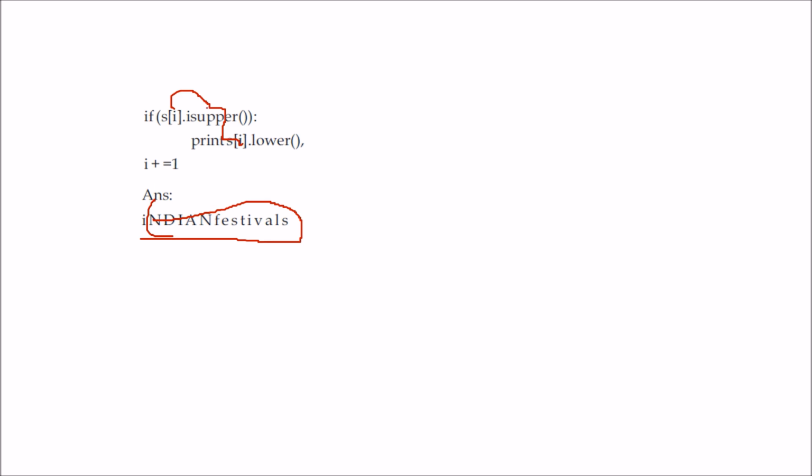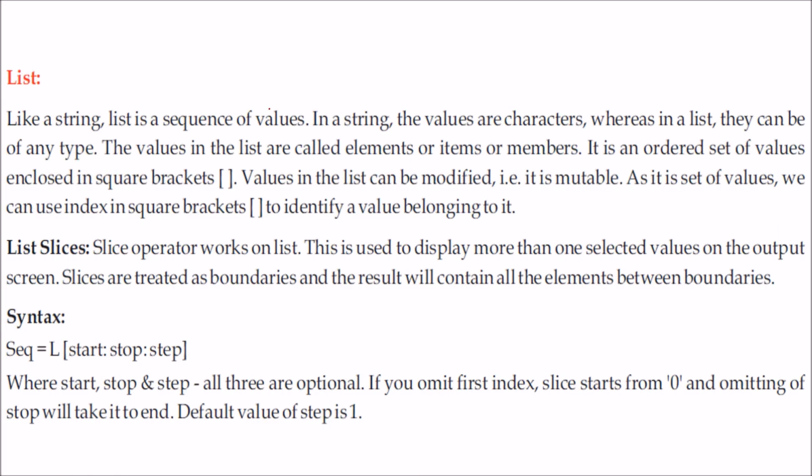Now list. What is a list? List is again a sequence of values. In a string, the values were characters. Whereas when we talk about a list, the content can be of any type. This is the basic difference between string and list. The values in the list are called elements or items, or you can say members, and it is an ordered set. So they are ordered and they are enclosed in square brackets.